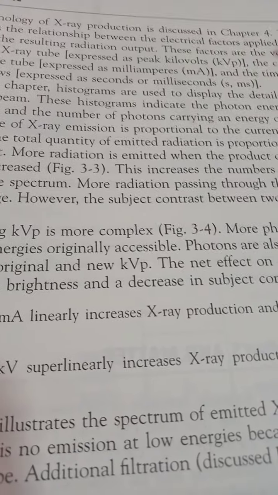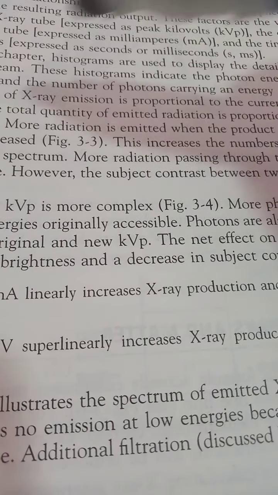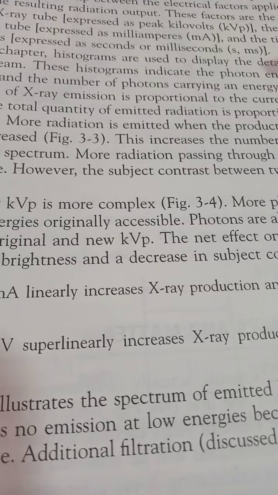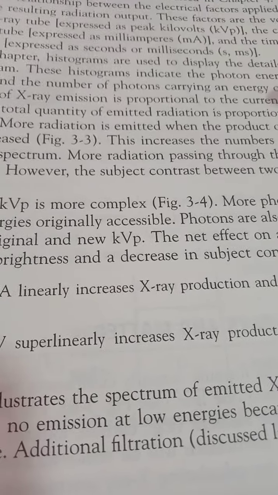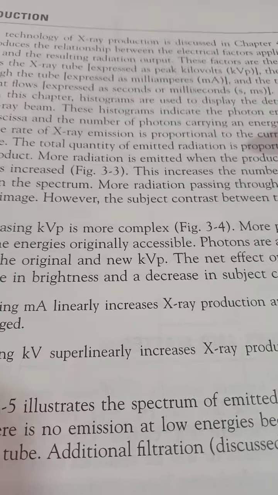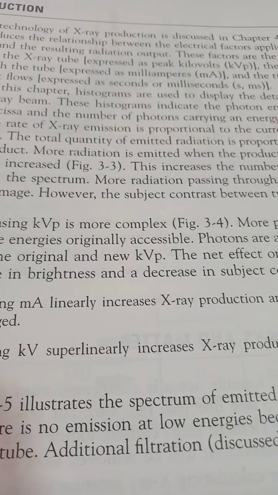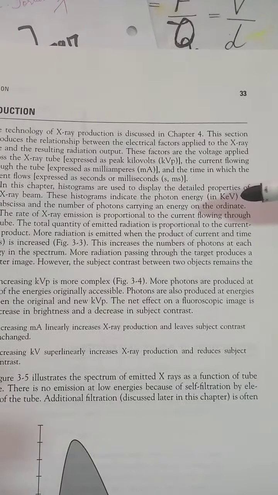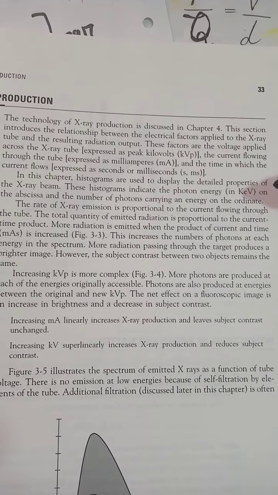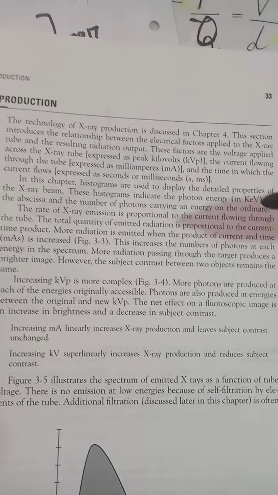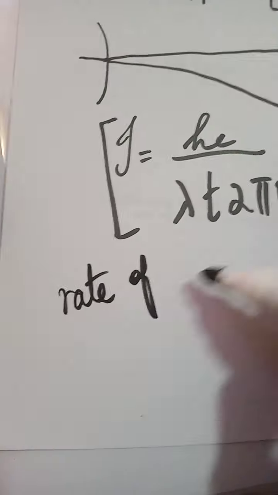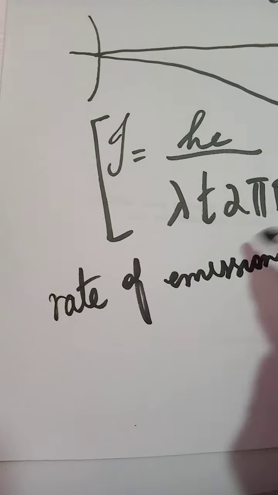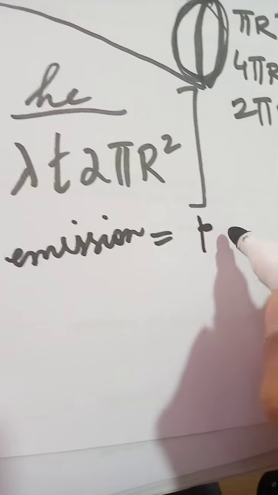Now, it said the rate of X-ray emission was proportional to the current time product. Okay, so the current time. So the rate of emission. What is rate of emission? The rate of emission is photons per unit time.